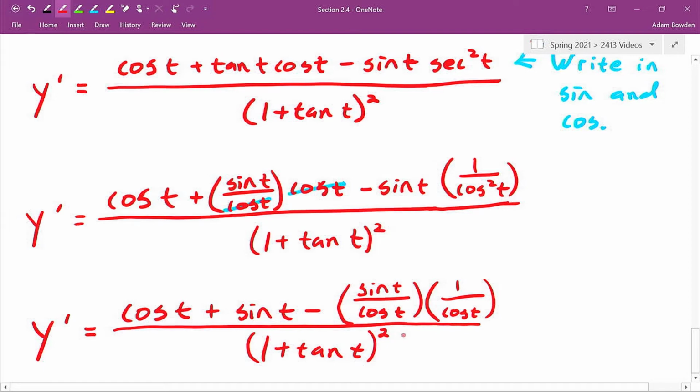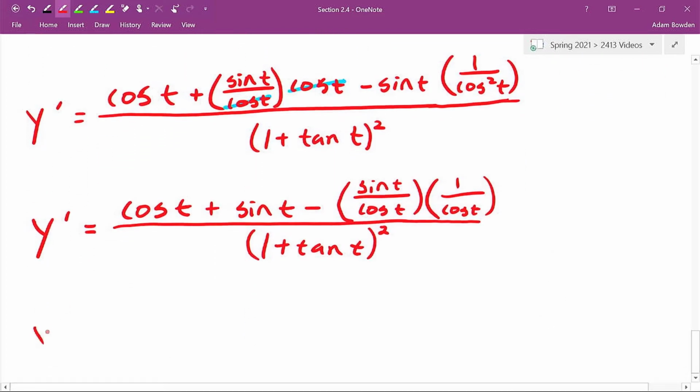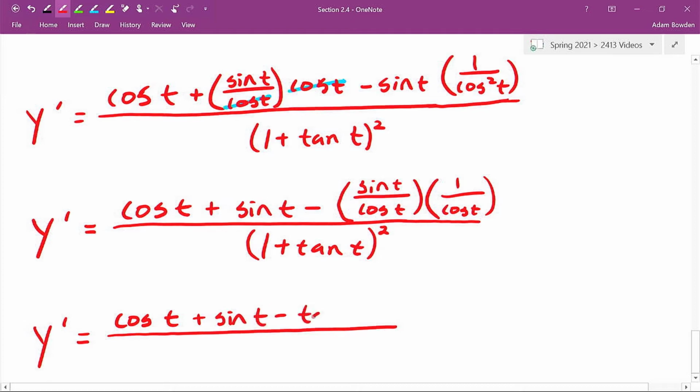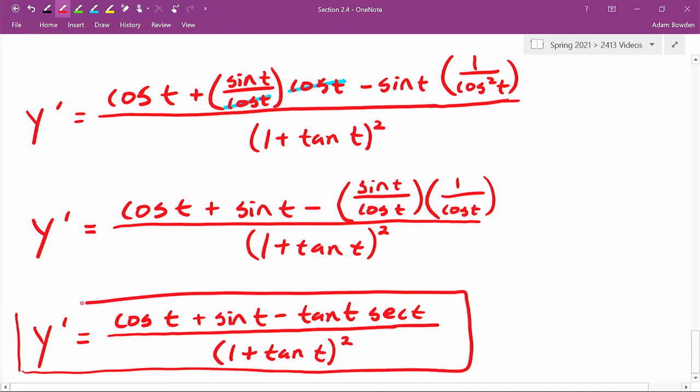Why I did it this way is I've taken the cosine squared and split it into two cosines multiplied together. That looks a little bit better because what I can do now is write this as cosine t plus sine t minus tangent t secant t. Nothing else can really be simplified at this point, since the denominator is all raised to the second power. Expanding that is not really going to go in any direction for simplifying. So this would be what our derivative would be.